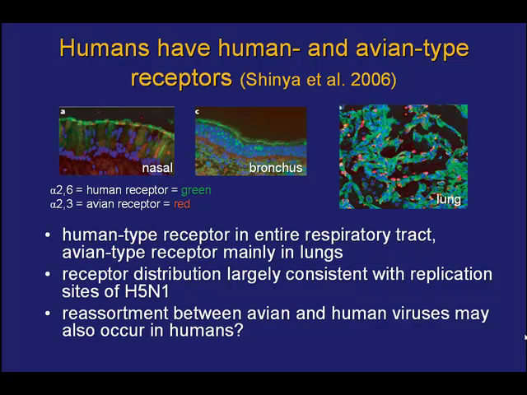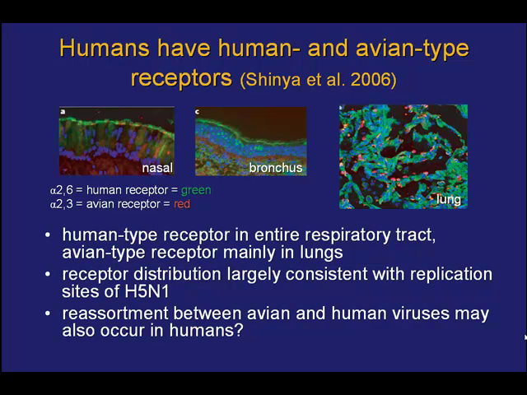These findings have prompted some researchers to reinvestigate whether the avian virus receptor may be present in the respiratory tract of humans. And these are sections of the nose, the bronchi, and the lung of humans. And the avian receptor is stained in red. You can see it here. The human receptor is stained in green.